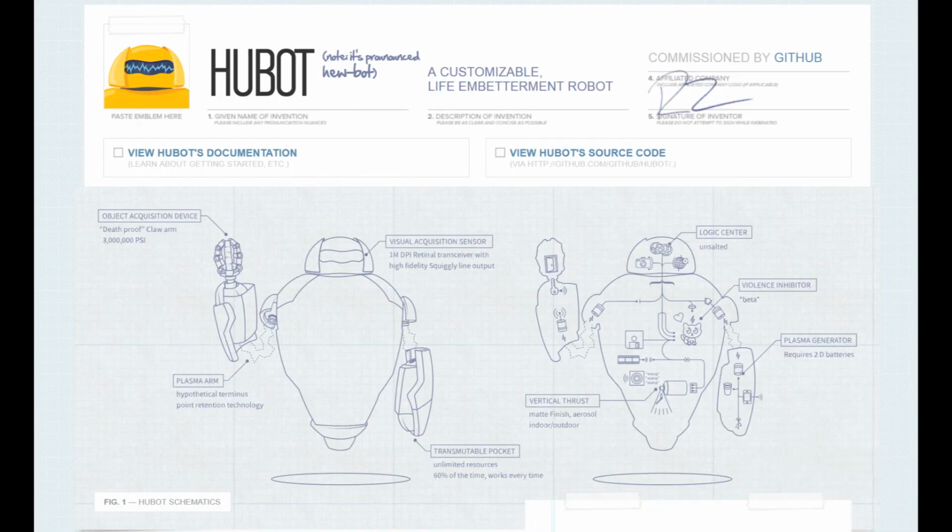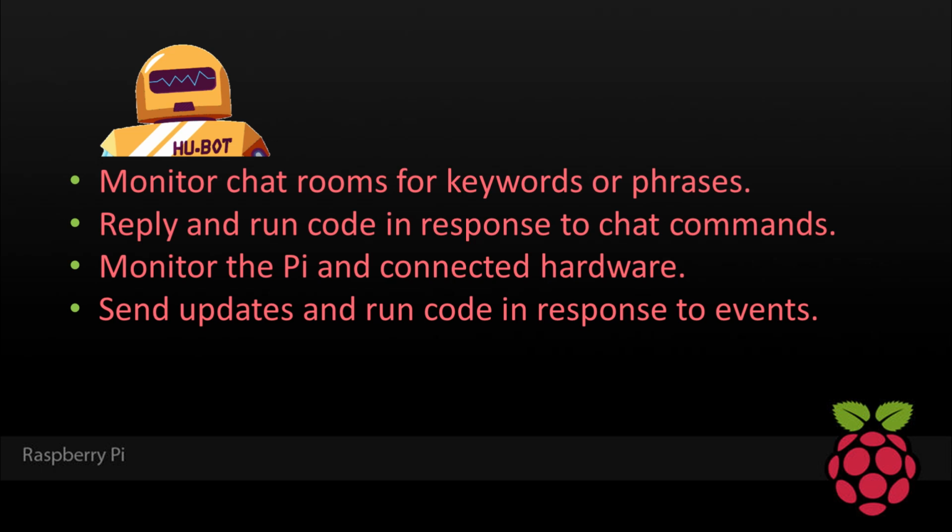Hubot is a bot that monitors the chat rooms and responds to commands or keywords. You can write custom scripts to perform actions such as turning on devices like an LED, motor, or a solenoid. You can read inputs such as a switch or a sensor, and you can also have Hubot post messages to chat rooms in response to events such as motion detection or temperature warning.